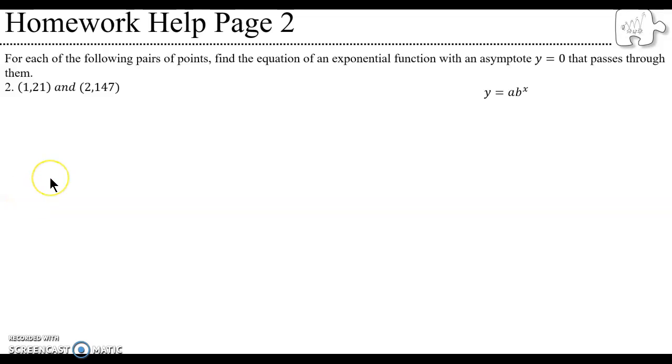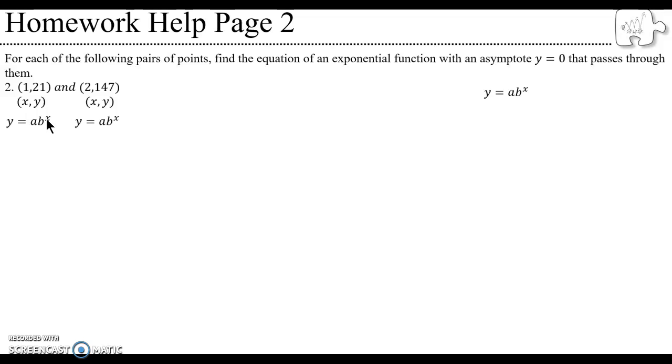For this problem, we see that we have 2 points. For each of the following pairs of points, find an equation of an exponential function with an asymptote of y equals 0 that passes through them, right? All that means is that we're going to plug them into the equation y equals a times b to the x, right? We have x and y, x and y. So now we could plug them in here.